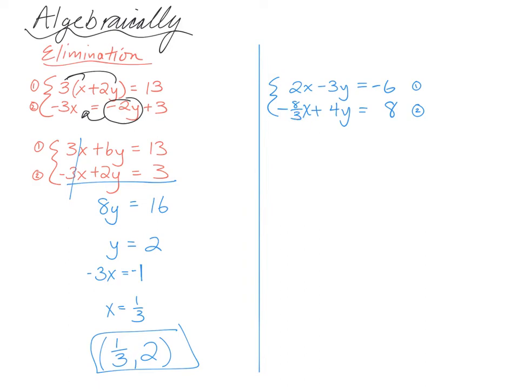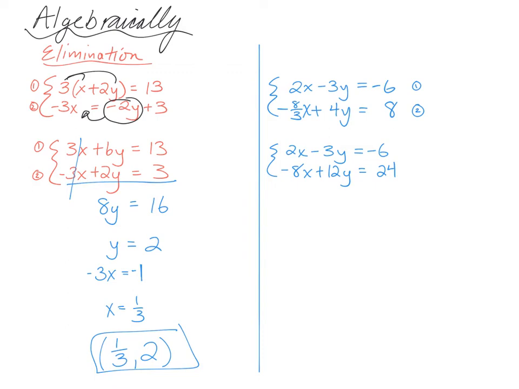I think the first thing I want to do is get rid of that 3, which means I'm going to multiply the entire equation here by 3. Just one equation. And I'm doing that simply to get rid of a fraction, and yes, you're allowed to do that. So if I multiply that entire second equation by 3, I'll have 2x minus 3y equals negative 6. That's fine. And this will be negative 8x plus 12y equals 24.